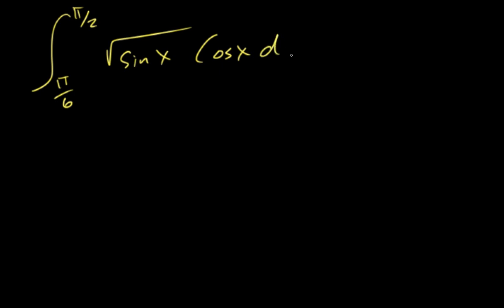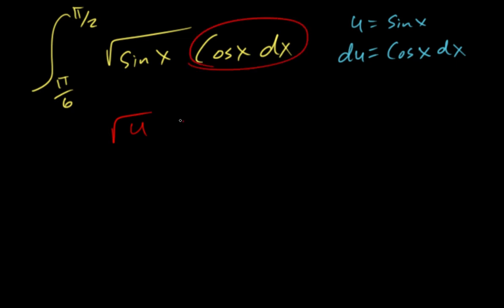Okay, this next one, we're going from pi sixth to pi halves, and we have the square root of sine x cosine x dx. Okay, so I'm going to choose the u to be sine x, which means if we take the derivative of that, we're going to get cosine x dx. Okay, so we put our u under the square root. All of this becomes du, and then we just need to change our limits of integration.